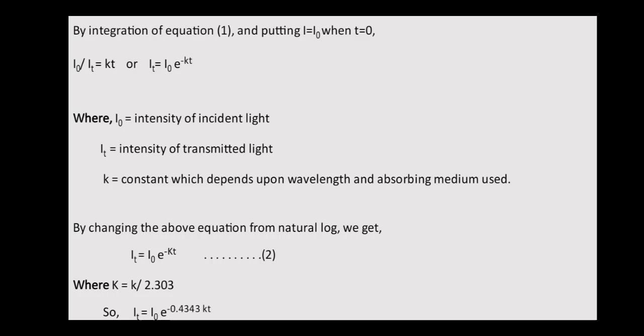By integration of equation 1, with I0 at t equal to 0, we get the equation ln(I0/It) = kt, where I0 is the intensity of the incident light, It is the intensity of the transmitted light, and small k is the constant which depends upon the wavelength and the absorbing medium used. Changing to the natural log, we get It = I0 e raised to minus kt, where capital K is equal to k divided by 2.303. So we get It = I0 into 10 raised to minus 0.4343 kt.